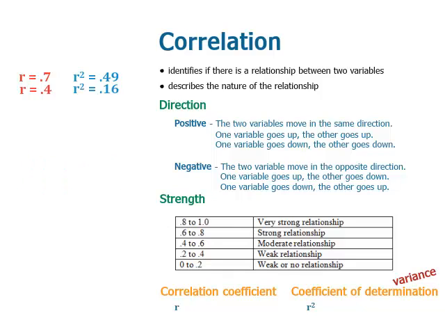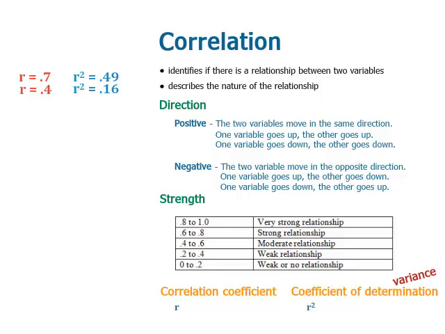So R is 0.4. Our correlation coefficient is 0.4. Because of that, we know that there's a weak positive relationship between the two variables. We square that by taking 4 times 4, and we get 0.16. And what that tells us is 16% of the variation in one variable can be explained by the other variable.